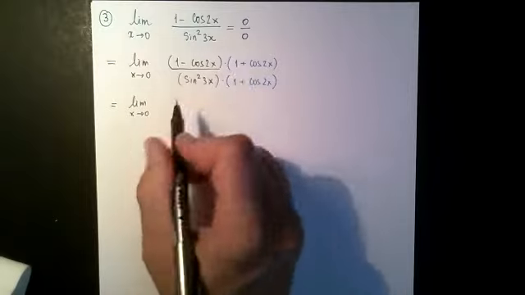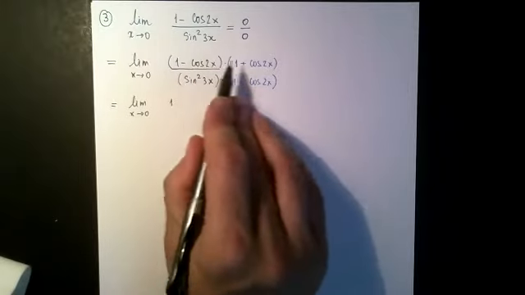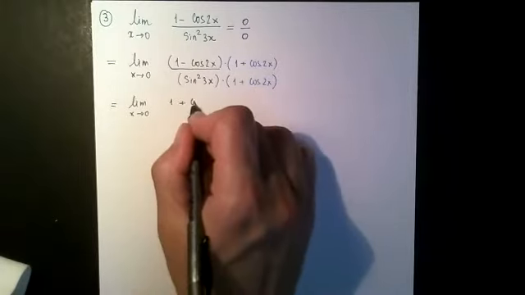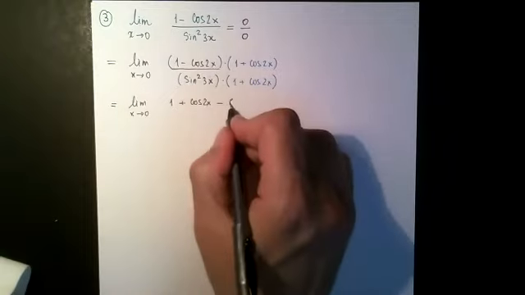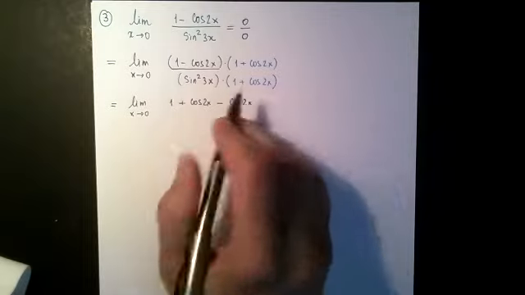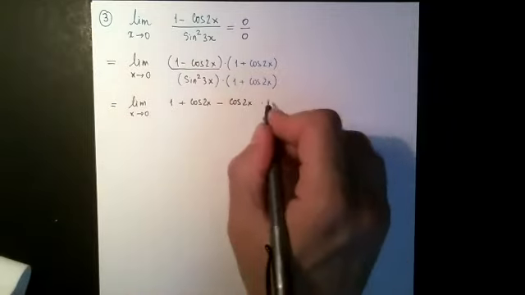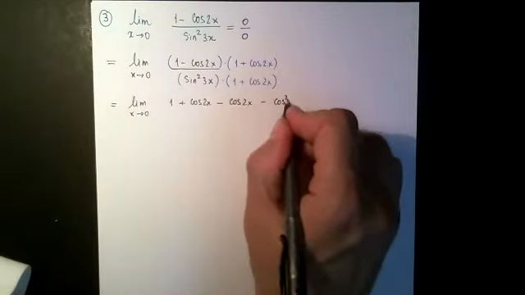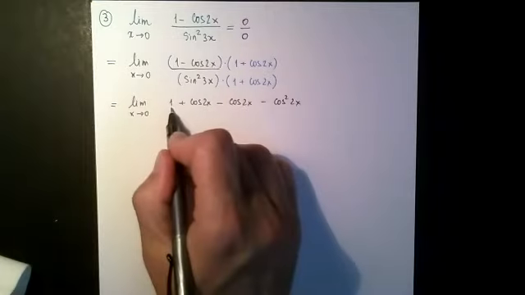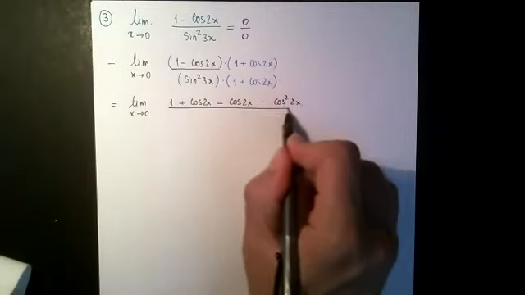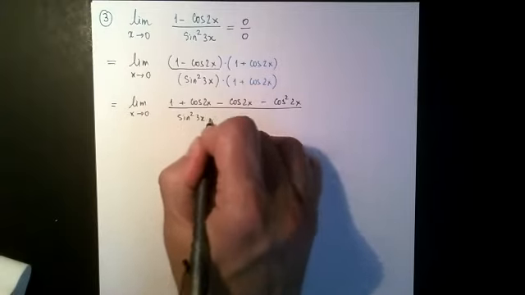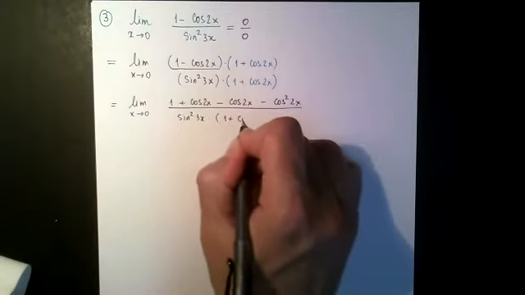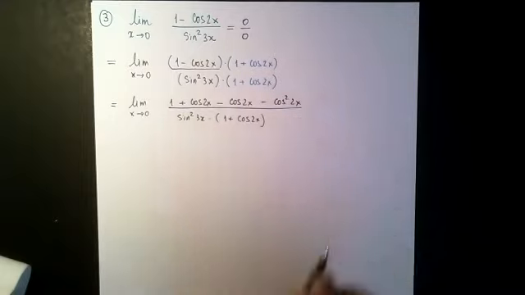So 1 times 1 is 1. 1 times cos, so it's plus cos 2x, minus cos times 1 is minus cos 2x, and minus cos times plus cos is minus cos squared of 2x. That's what I have on top. And then on the bottom, sine squared 3x times 1 plus cos 2x.